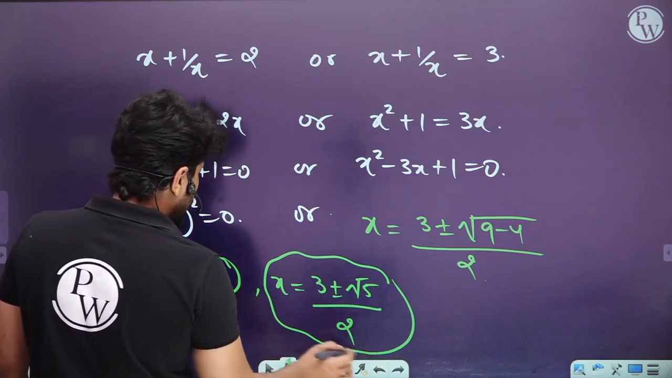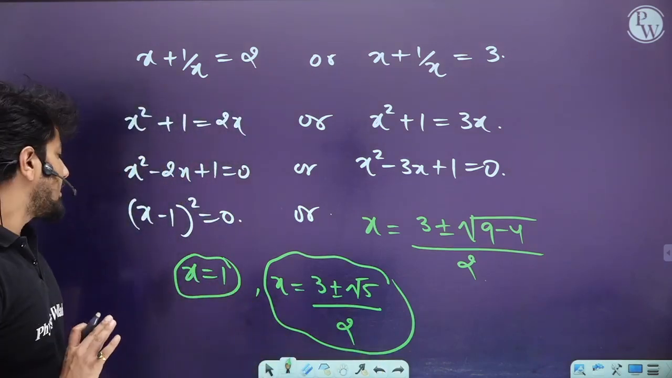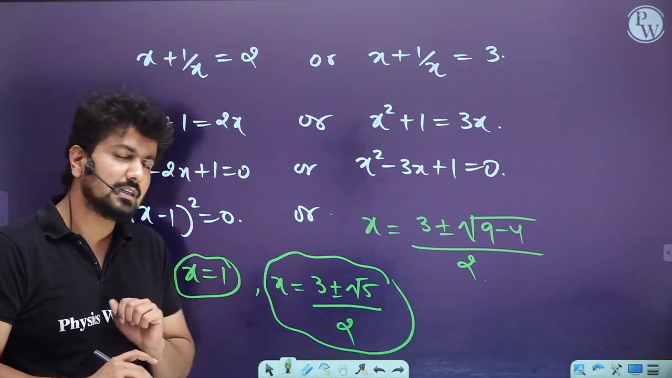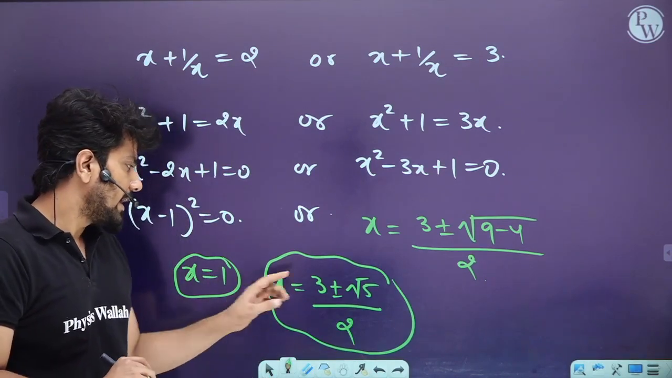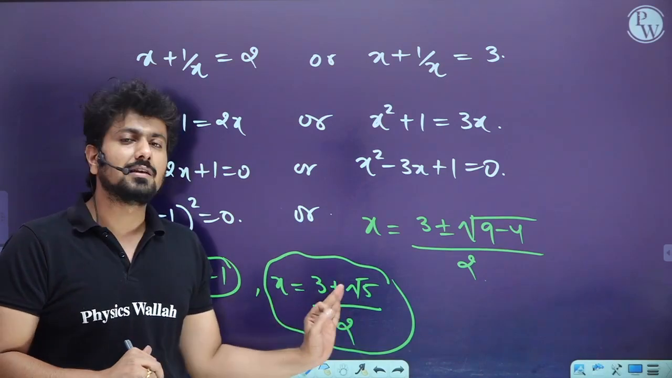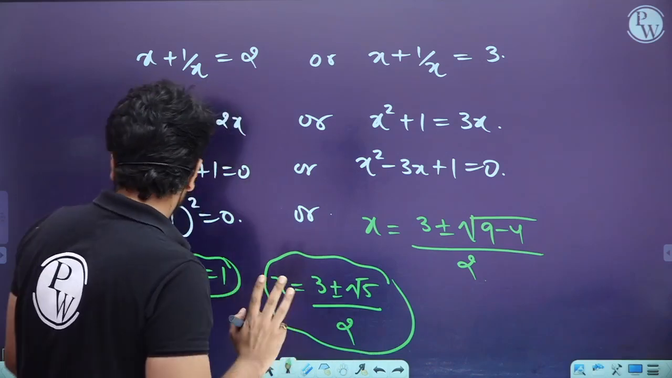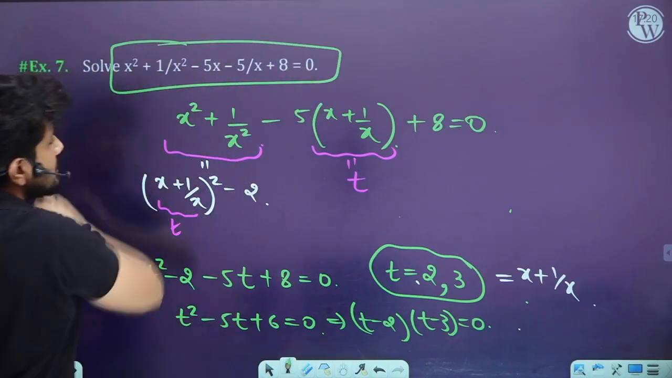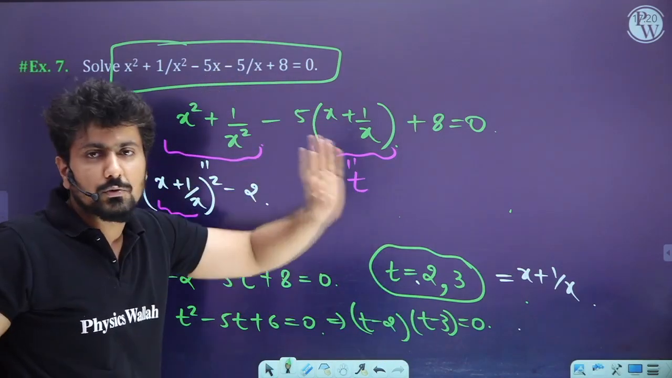Okay. So how many total solutions? If I ask you how many total solutions are there, there are three solutions. One of the solutions is x is equal to 1. And the other two solutions are (3 plus root 5) by 2 and (3 minus root 5) by 2. So there are three solutions for this equation. This is the way of solving these types of equations.